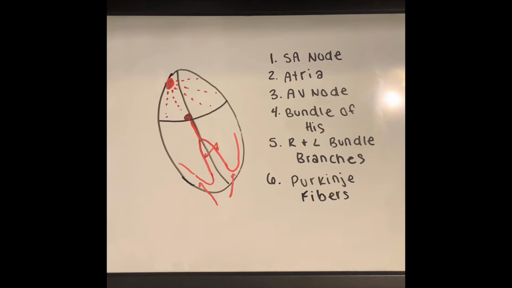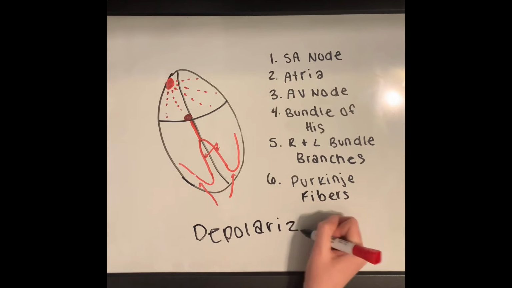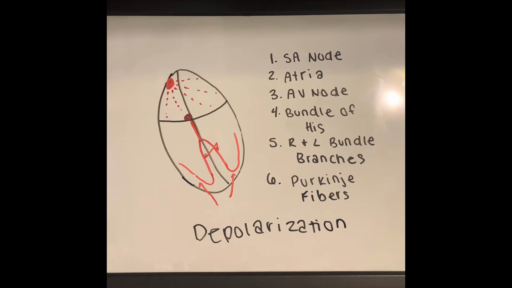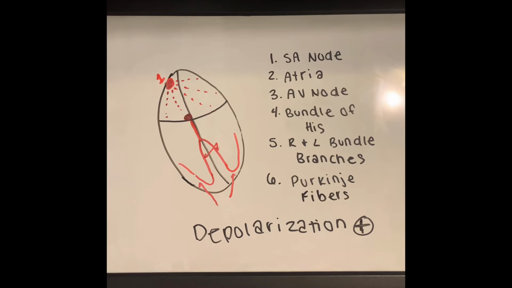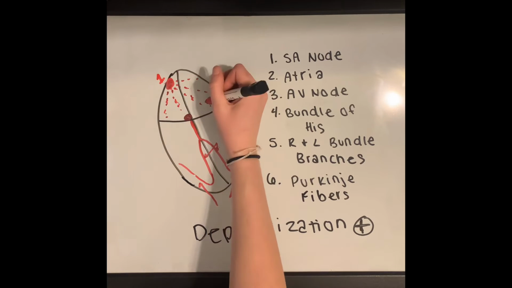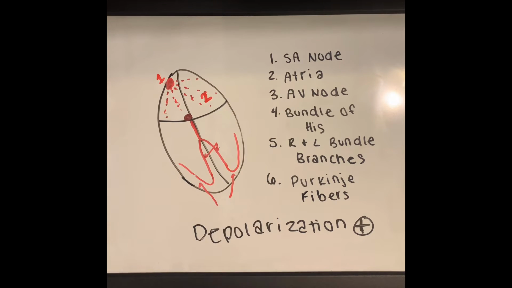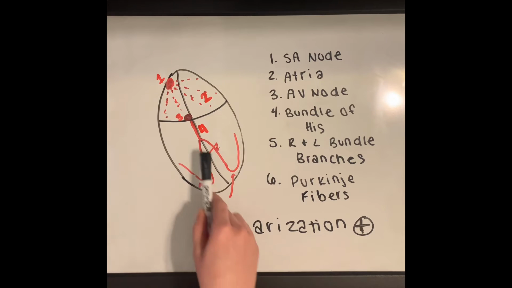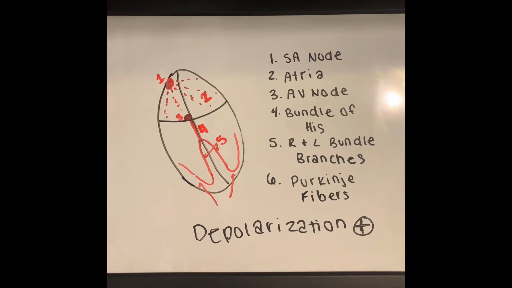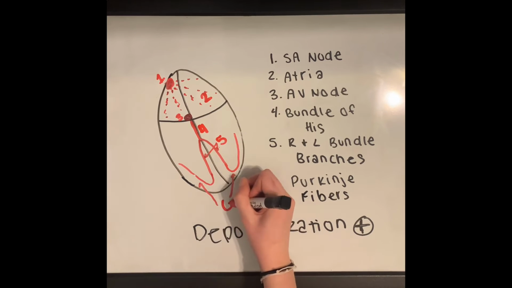So to review, so far we know that an electrical signal, also known as depolarization, or the directionality of positive ion flow, starts in the SA node, travels through the atria to the AV node, down through the bundle of His, to the right and the left bundle branches, and then back up around the heart through the Purkinje fibers.